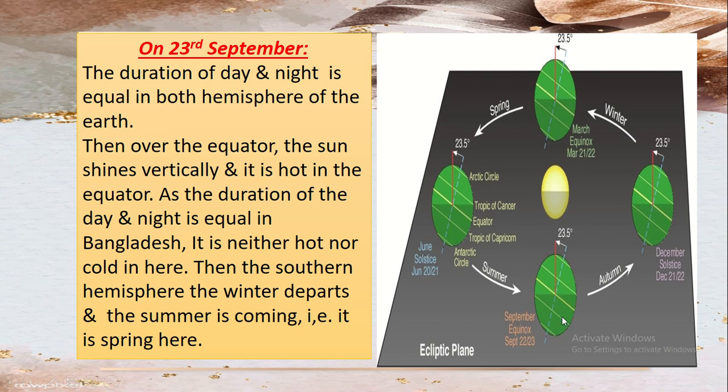As the duration of the day and night is equal in Bangladesh, it is neither hot nor cold here. Then in the southern hemisphere, the winter departs and the summer is coming. That is, it is spring here and autumn there. That means it is spring here.